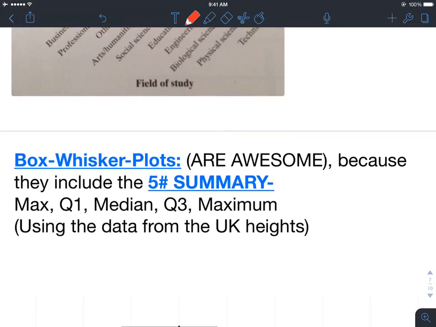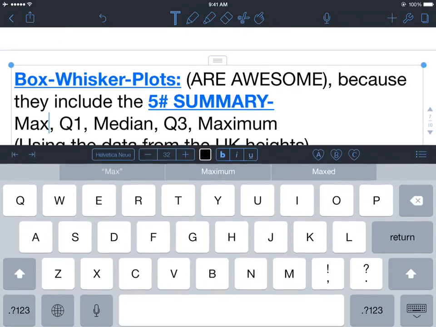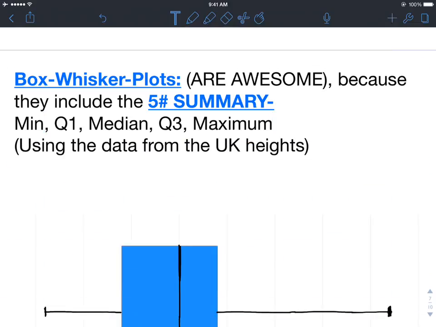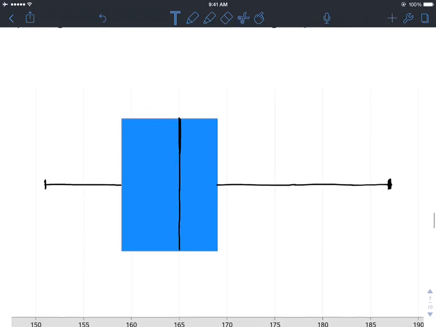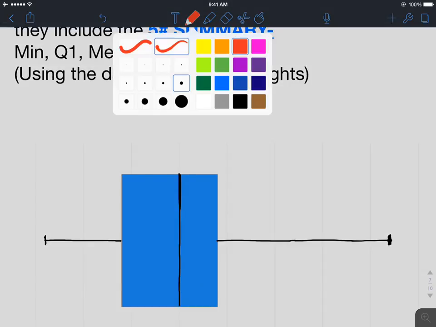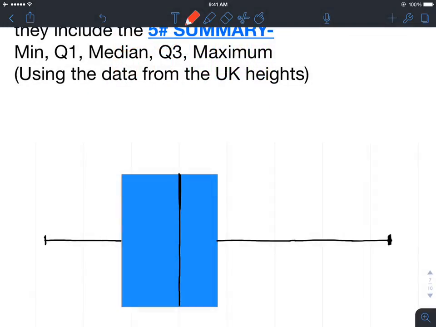Finally, box and whisker plots. These are pretty awesome because they include a 5-number summary. And that is a minimum, Q1, median, Q3, and maximum. This was the same data from the UK problem, the heights. And if we take a look at this right here is our minimum.